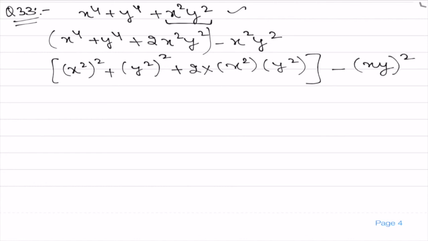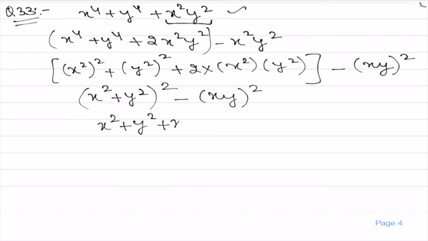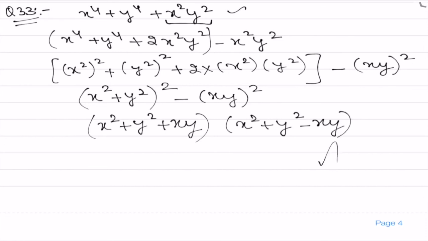So this is a formula: (x square plus y square) whole square minus (xy) whole square. Okay, now use the identity a square minus b square: (x square plus y square plus xy) into (x square plus y square minus xy). So these are the factors of the given expression.